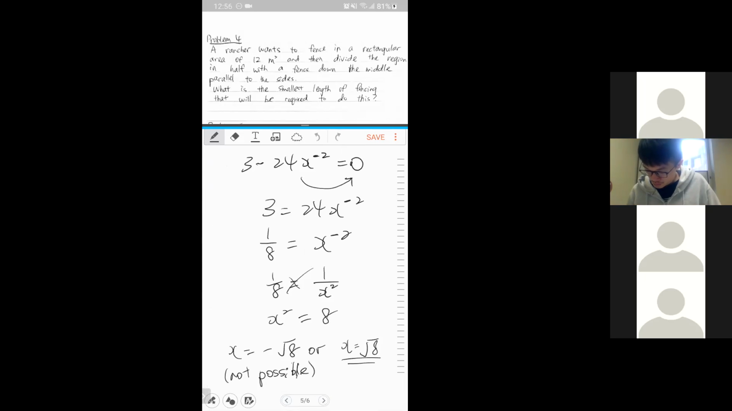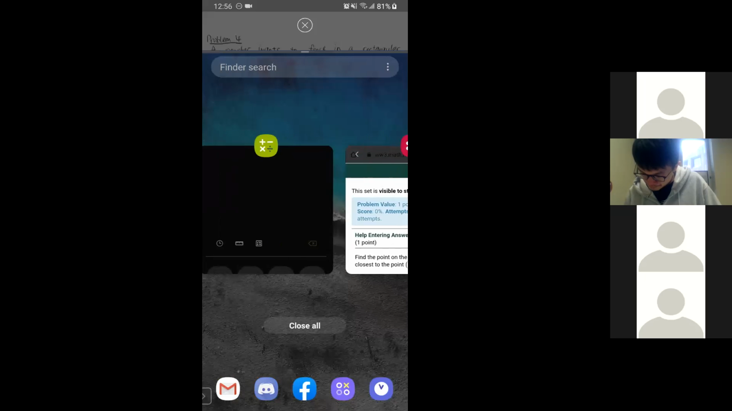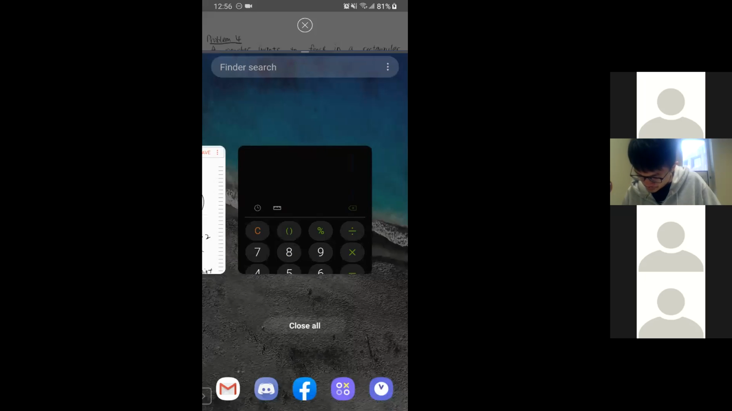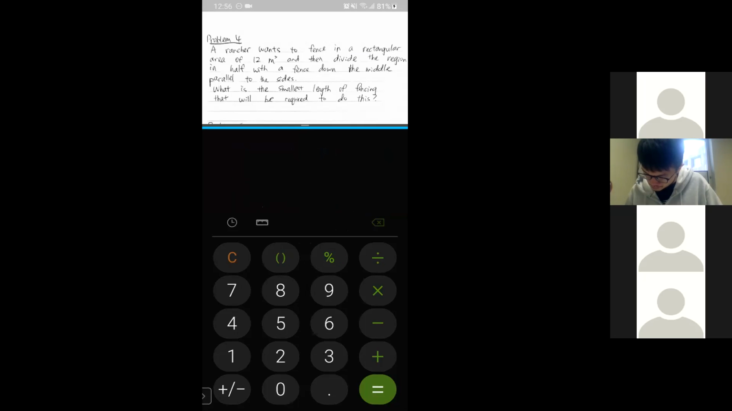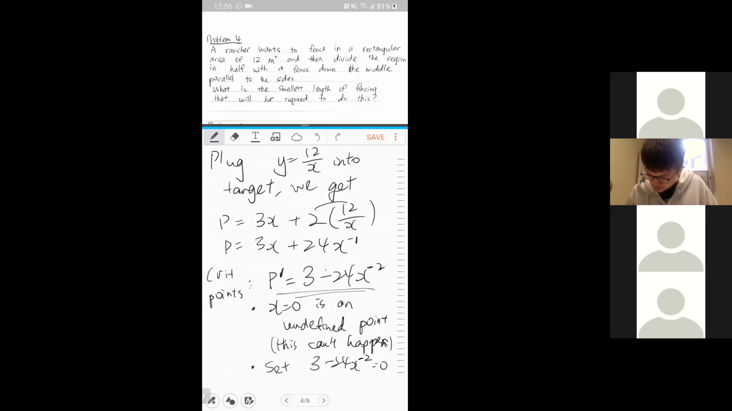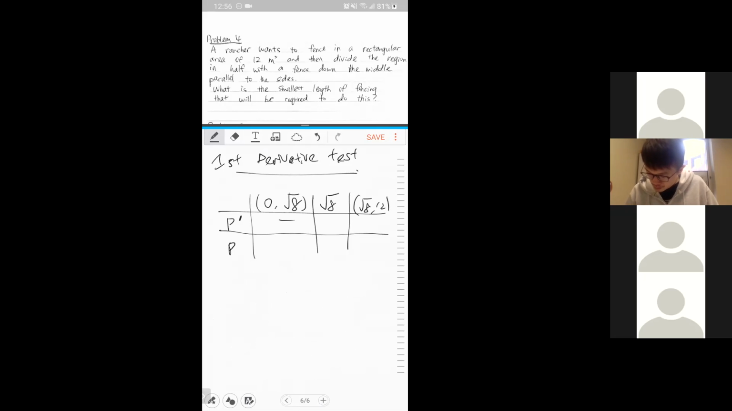Okay, let's see. So you have root 8. What's the derivative again? 3 minus 24x to the negative second. Pick 1 square. So this one should be negative, and I'm guessing this one will be positive, but you should check that. This one should be positive. So that means the function is decreasing here, increasing here, which makes root 8 a local min.